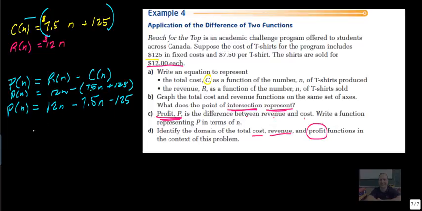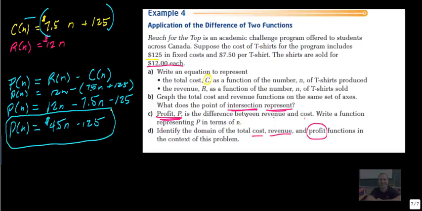So this is the, now one more step to combine, right? 12n minus 7.5n is going to be 4.5n, and of course that's $4.50 times the number of shirts minus 125. This is your profit function now. That's what you're going to make. So you can now graph this, and you can see what your profit's at.